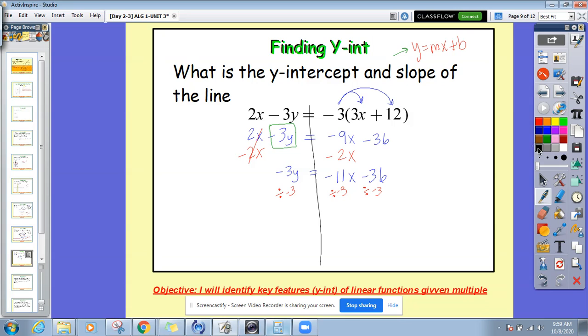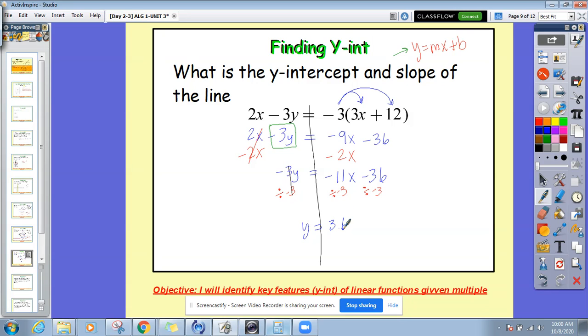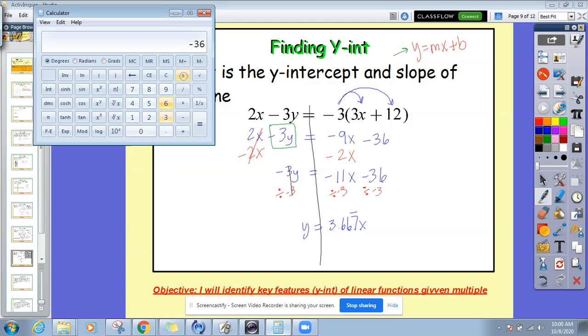So basically, the y coefficient cancels out, and we're left with y is equal to negative 11, which should actually be positive 11 over 3. So negative 11 divided by negative 3 is 3.6667, repeating. So I'm just going to leave it in decimal form because those of you at home are working without a calculator. x, and then negative 36 divided by negative 3 is 12.